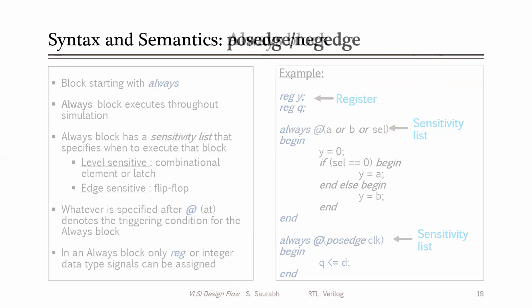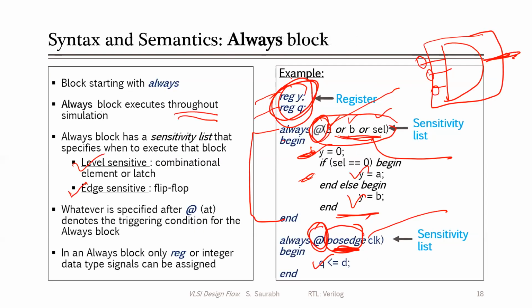Sir, is it possible to exchange information between these always blocks? Yes. It can happen that you write some value to y, and the other always block is sensitive to y. So when y gets written, the other block gets triggered. It can always happen like that.